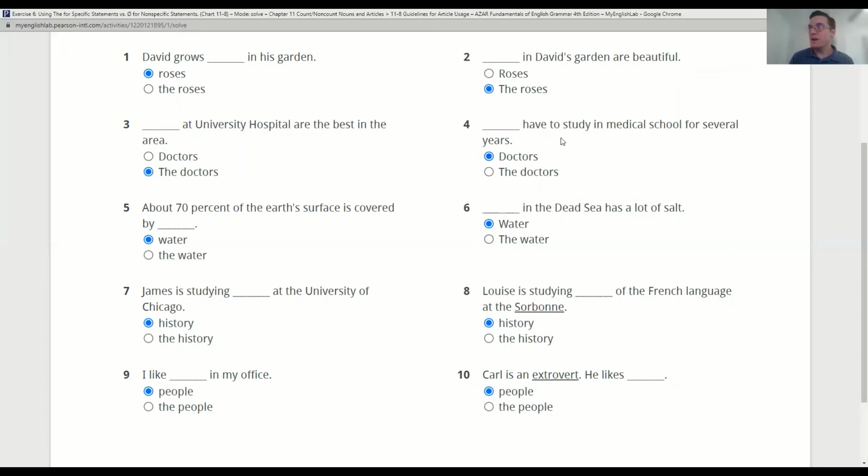Okay. Doctors have to study in medical school. Which doctors? All of them have to study in medical school. So doctors. Number 5, about 70% of the Earth's surface is covered by water. Just water in general. Okay? But number 6, I'm not talking about water in general. I'm talking about the water in the Dead Sea. So that's specific seawater.